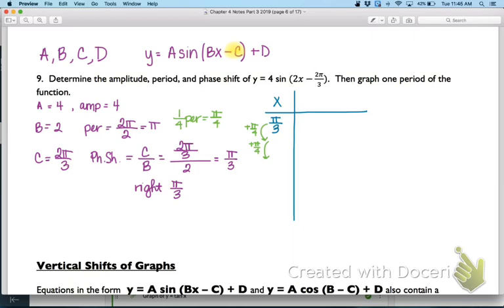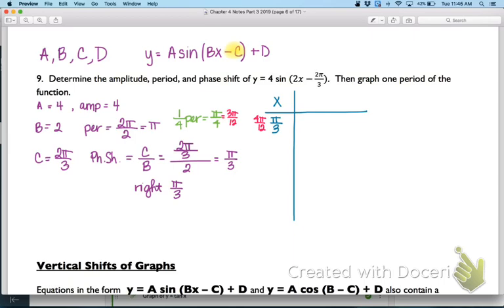So in order to do that, we may want to switch to a common denominator. The common denominator for thirds and fourths is going to be pi twelfths. So pi thirds is equal to 4 pi twelfths, and pi fourths is going to be equal to 3 pi twelfths.